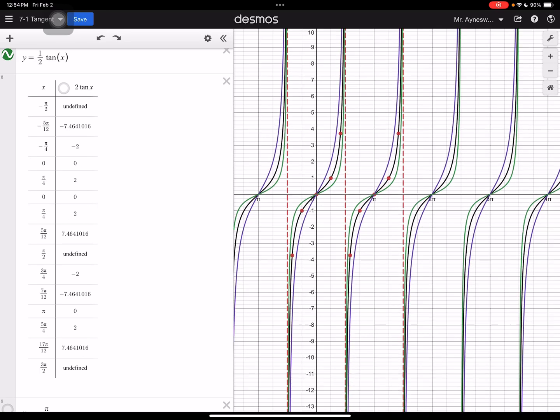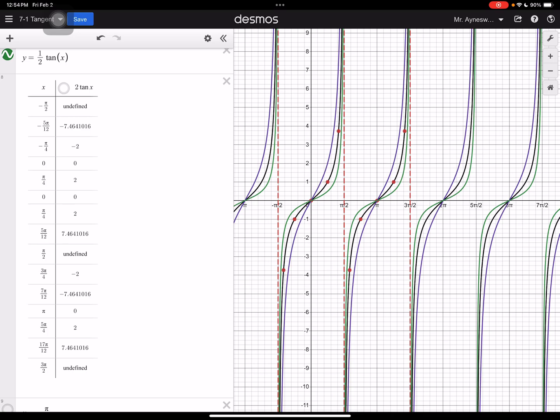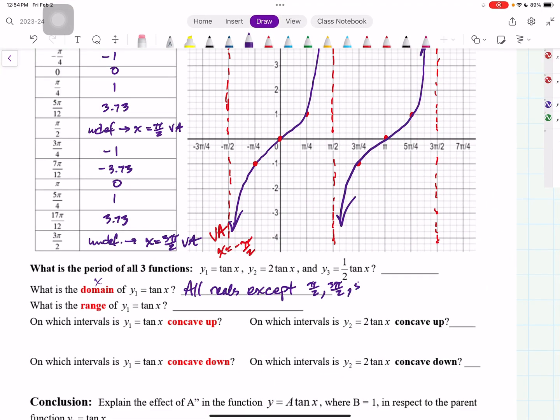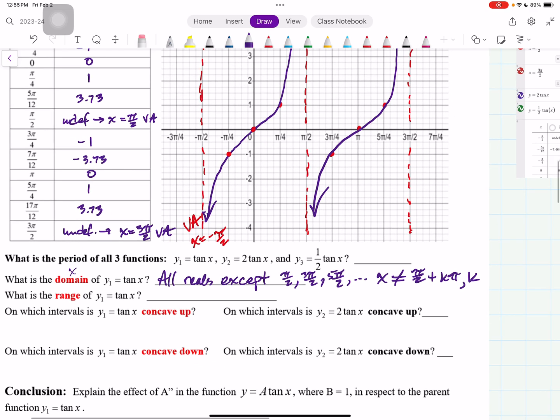So notice it has asymptotes at 1/2 pi, 3/2 pi, 5/2 pi, 7/2 pi. Basically pi halves plus multiples of pi. So let me write that out. So all reals except these values here, dot, dot, dot. And the way you write that, x is not equal to pi halves plus multiples of pi, which is written as k times pi. Okay, where k is some integer.